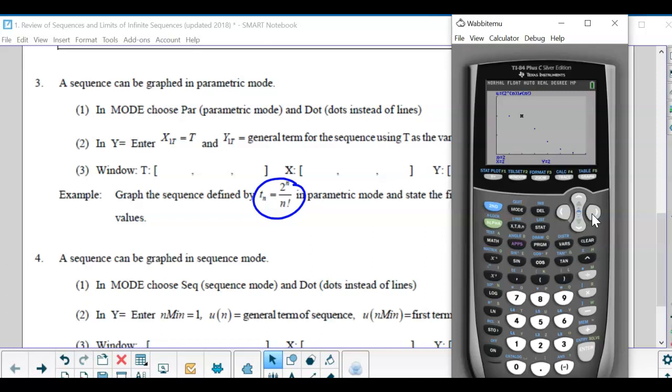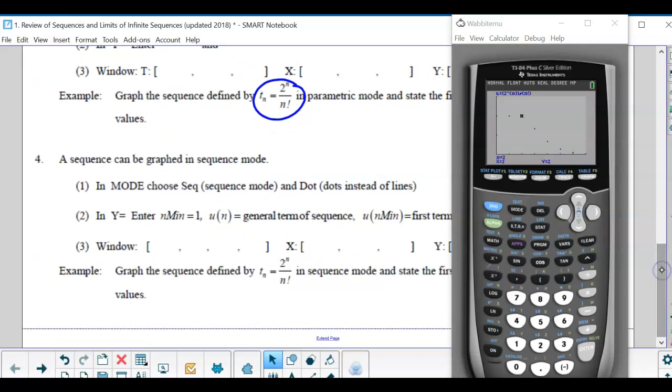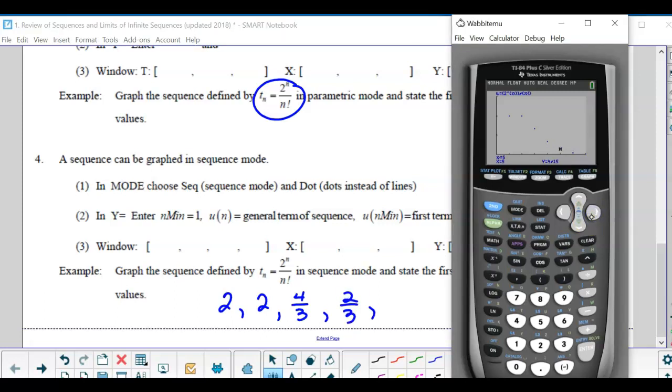It says 5 terms of the sequence to record here on both of these. So 2, 2, 4/3. We already had that from question 1. Then 2/3, then 4/15.